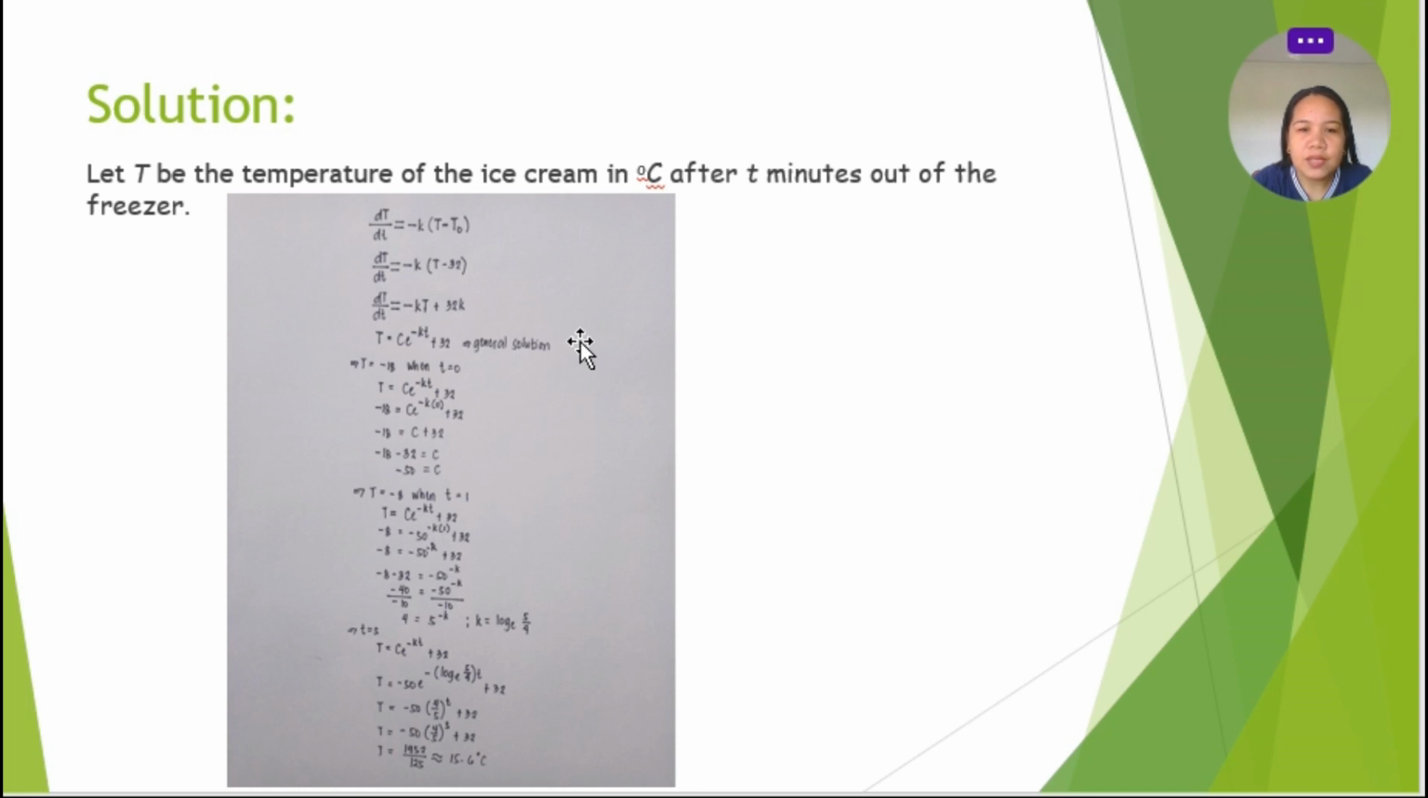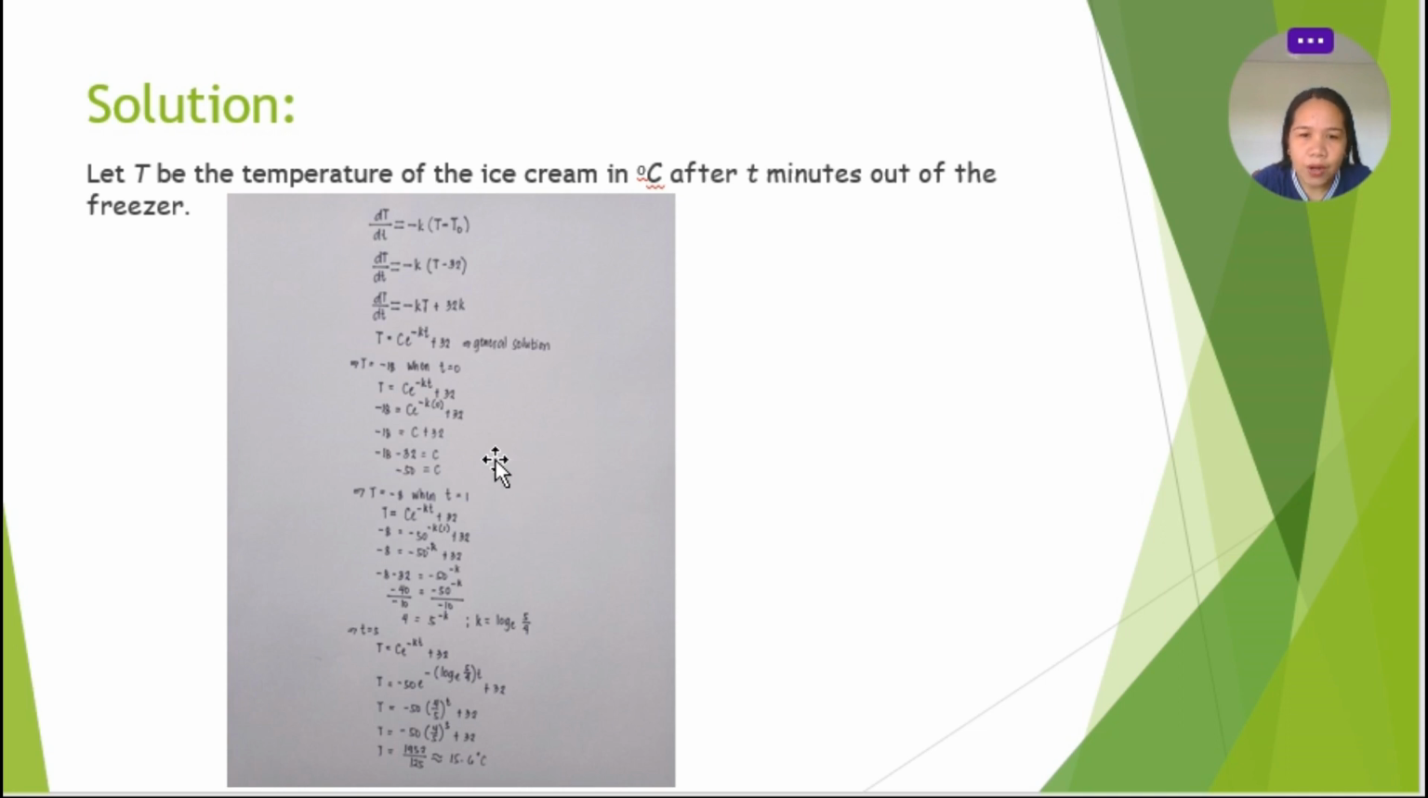So if we have T equals negative 18 when t equals 0, we will use the equation T equals Ce to the negative kt plus 32. We substitute negative 18 as the temperature and 0 as the time. So we have negative 18 equals Ce to the negative k times 0 plus 32. With t as 0, we only have negative 18 equals C plus 32. Then we simplify: negative 18 minus 32 equals C. So the value of our C is negative 50.